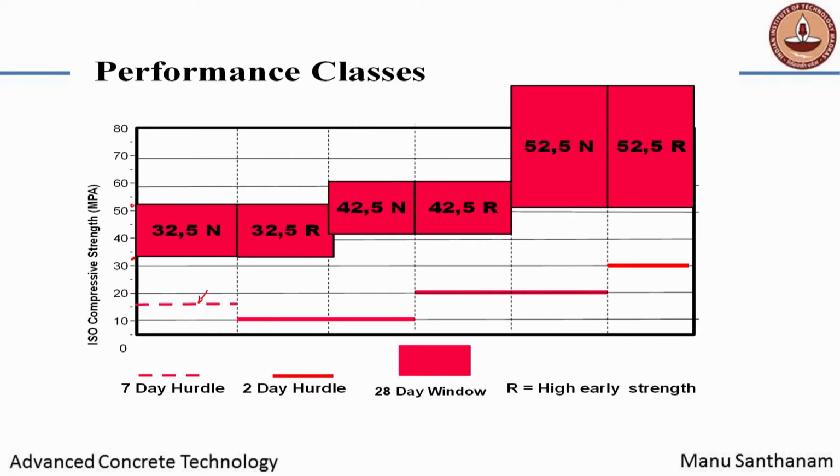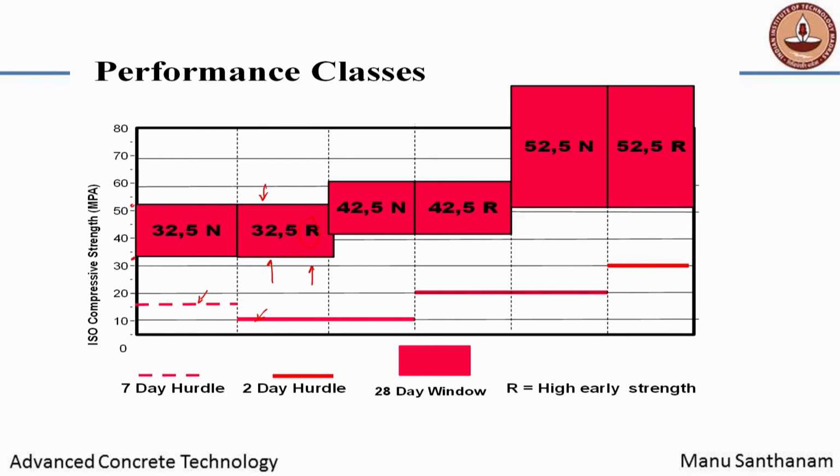Okay. At the same time, when you have a rapid hardening cement of the same type 32.5 R, it does not have a 7-day hurdle anymore, it has a 2-day strength limitation. It has a 2-day limitation of 10 megapascals. So, it needs to cross 10 megapascals at 2 days, and then it should also satisfy the 28-day regulation of 32.5 to 52.5, that range.